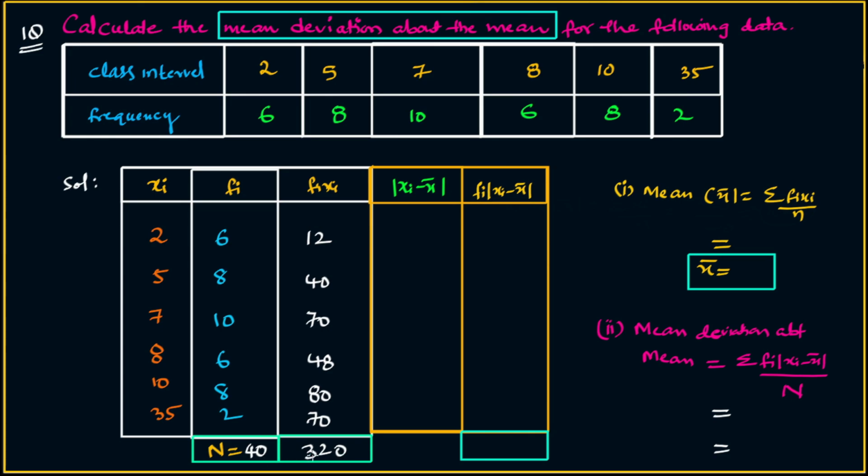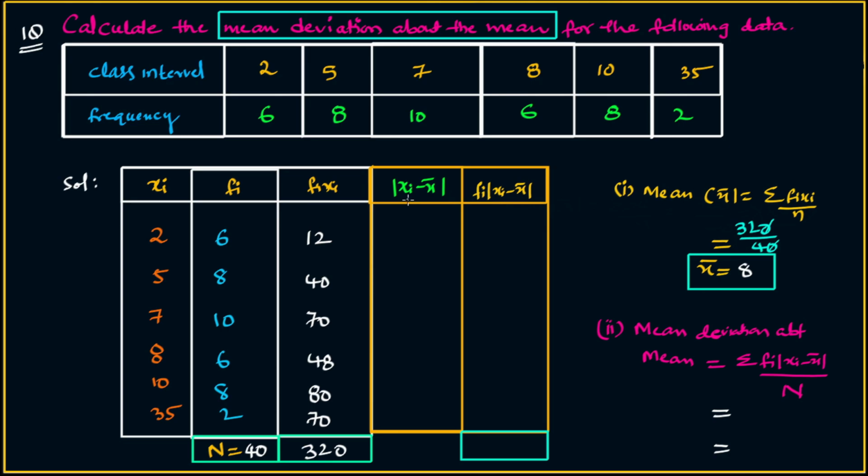So we have n as well as summation of fi xi. So first we have to calculate mean. Formula of mean is denoted by x bar, that is sigma fi xi by n. So the value of sigma fi xi is 320 divided by the value of n, 40. So the zeros get cancelled, 4 1s are 4, 4 8s are 32, so mean x bar is 8.